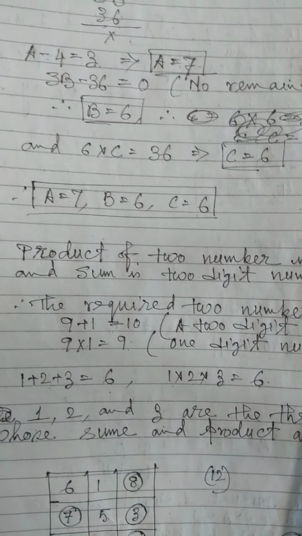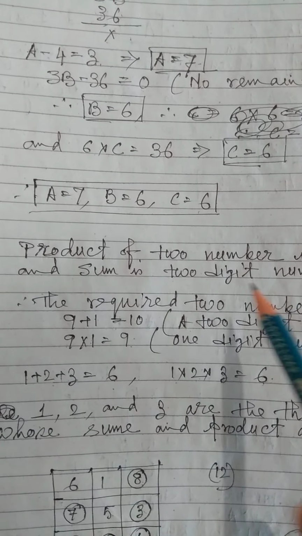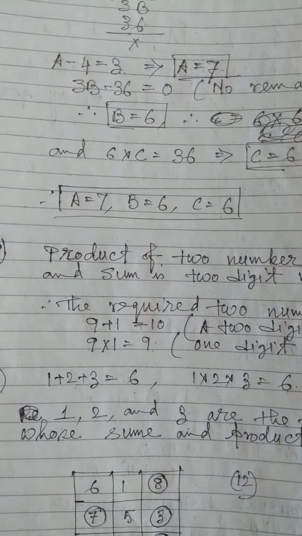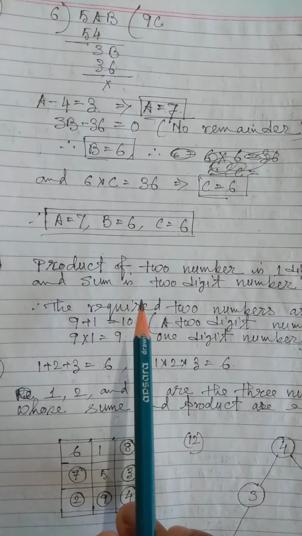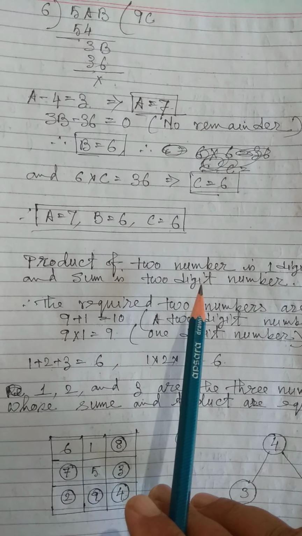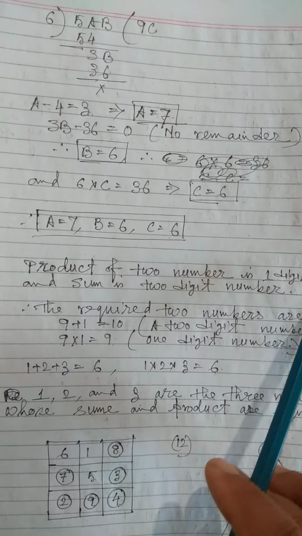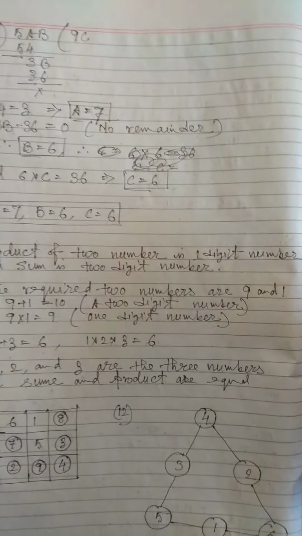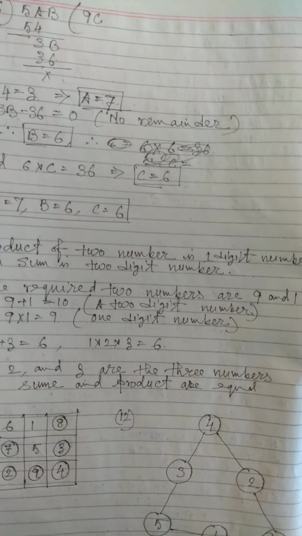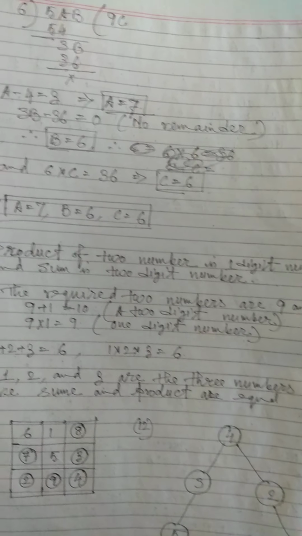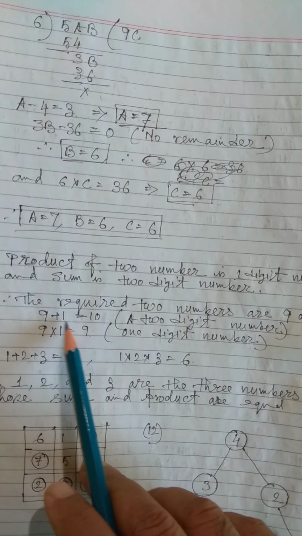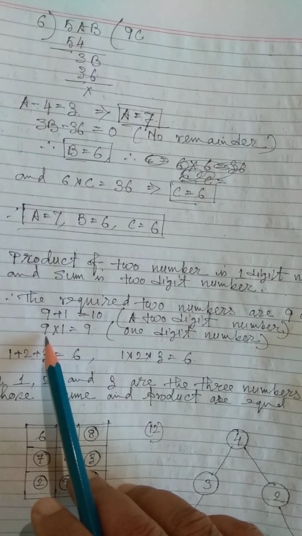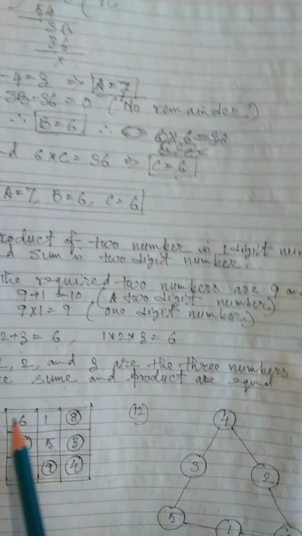Next, question number 9. Find the two one digit numbers whose product is a one digit number and sum is a two digit number. So the two numbers are 9 and 1, whose sum is 10, which is a two digit number, and product 9 into 1 is 9, which is a one digit number.